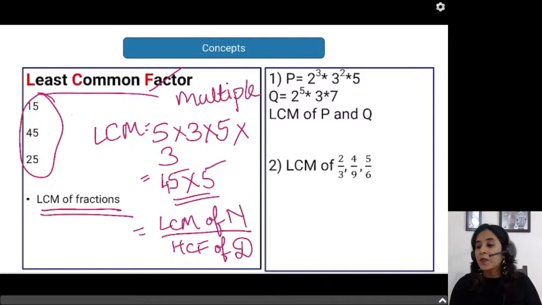So here, guys, I have two problems. Please find out the LCM of P and Q and let me know what the answer is so that I can go forward and we all are on the same page.